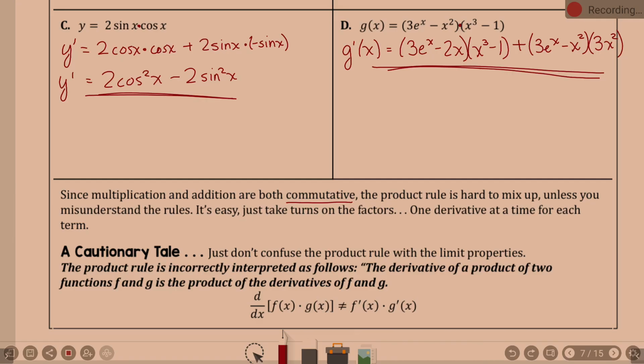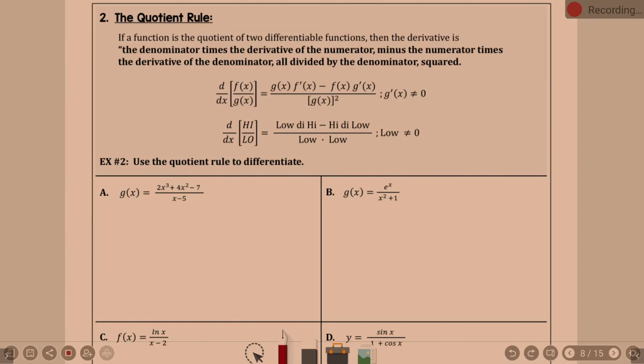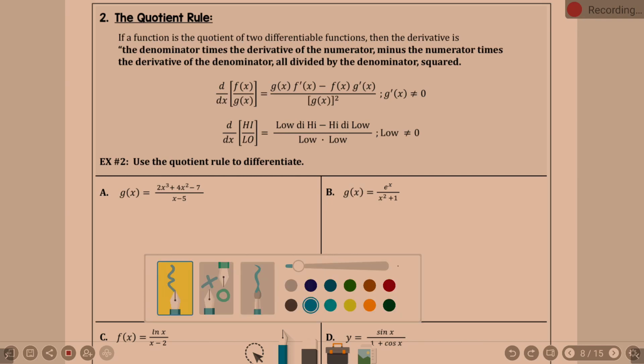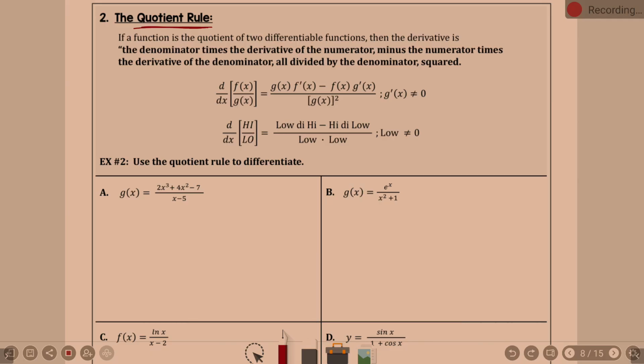Quotient rule is a little different in how we do it. I mean, similar idea, but there's some differences here. So quotient rule, obviously when you see something divided by something is when the quotient rule is going to come into play. If a function is the quotient of 2 differentiable functions, then the derivative is the denominator times the derivative of the numerator minus the numerator times the derivative of the denominator, all divided by the denominator squared.